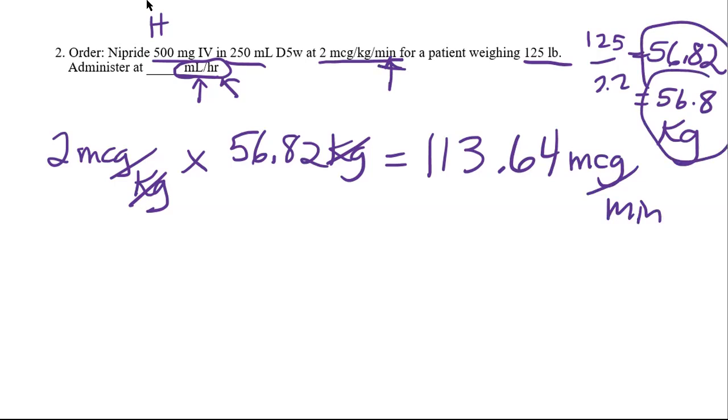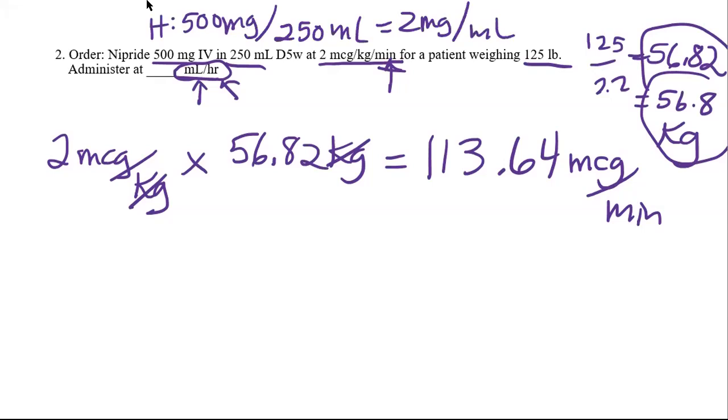So we need to do what we have here. We've got 500 milligrams per 250 mLs. Okay, 250 and 250 is 500, right? So that would be equal to 2 milligrams per ml. This makes our math easier.